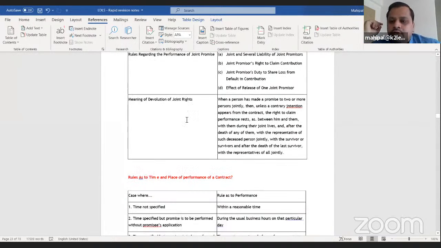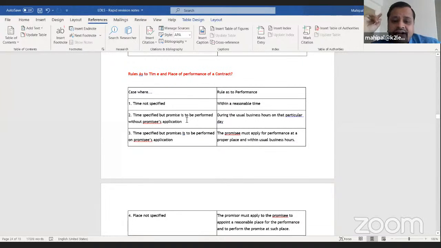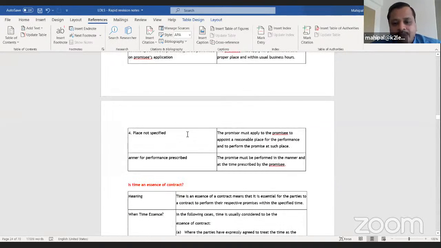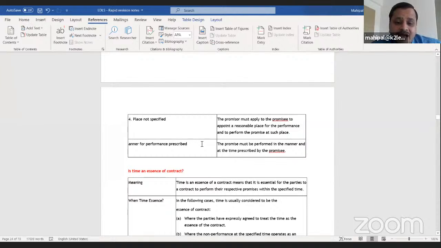Time and place of contract. Where time is not specified, it should be performed within a reasonable time. Where time is specified, it should be performed within those hours on a business day and on a particular day. Time specified by the promisee is to be performed on the promisee's application. The promisee must apply for the performance where it is not specified. Where place is not specified, the promisor must apply to the promisee to appoint a reasonable place. Am I clear?